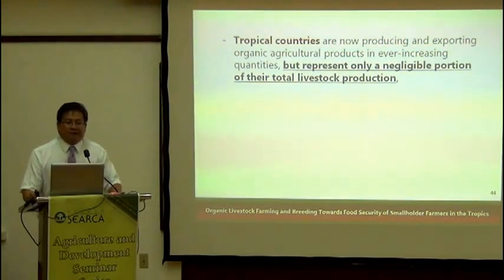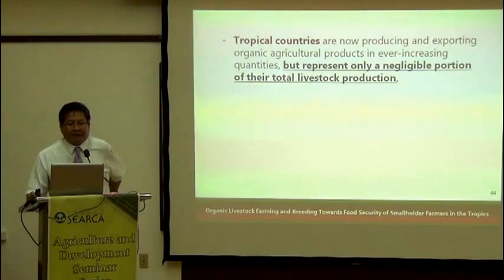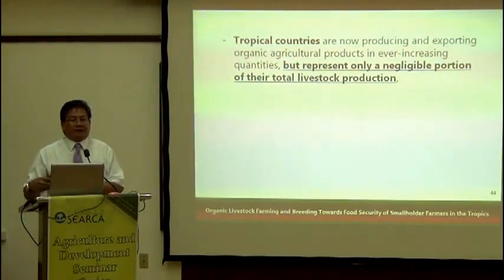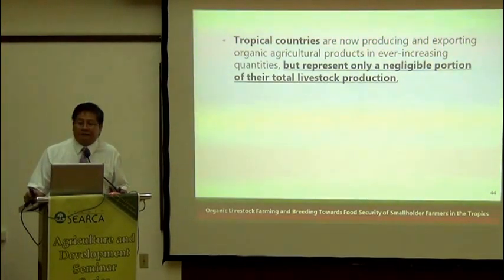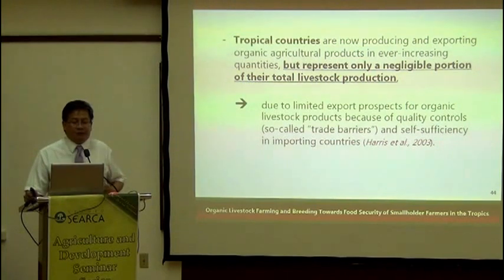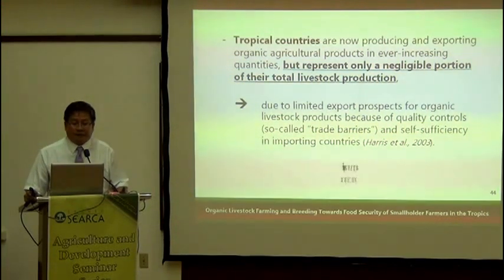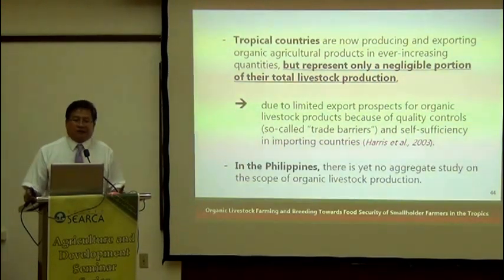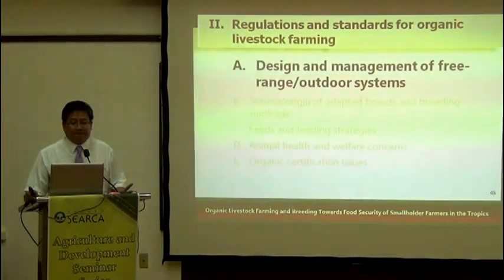In the tropics, the Philippines included, we are now producing and exporting organic agriculture products in ever-increasing quantities. However, they only represent a negligible portion of the total livestock production. This may be due to limited export prospects because of quality control and self-sufficiency in the importing countries. And in the Philippines, there is yet no aggregate study on the scope of organic livestock production. Okay.